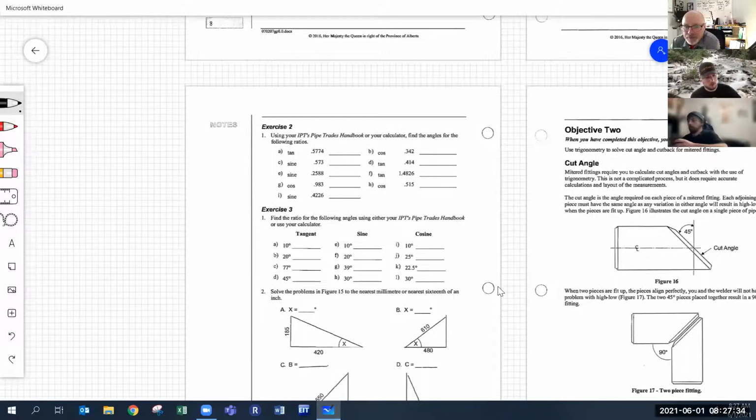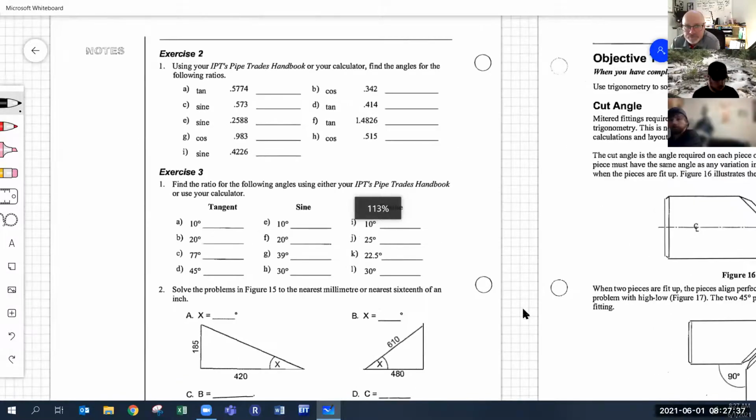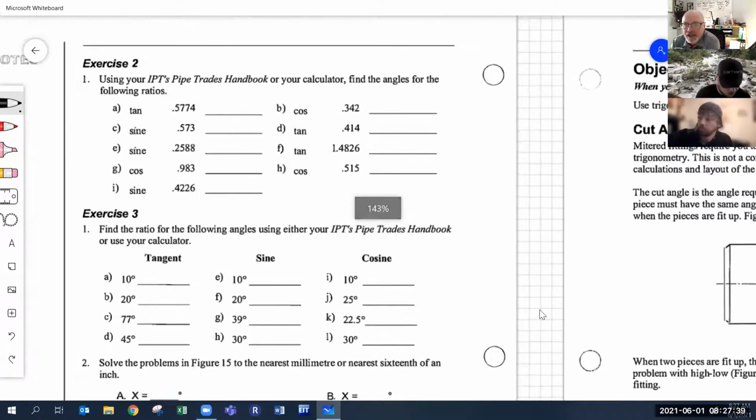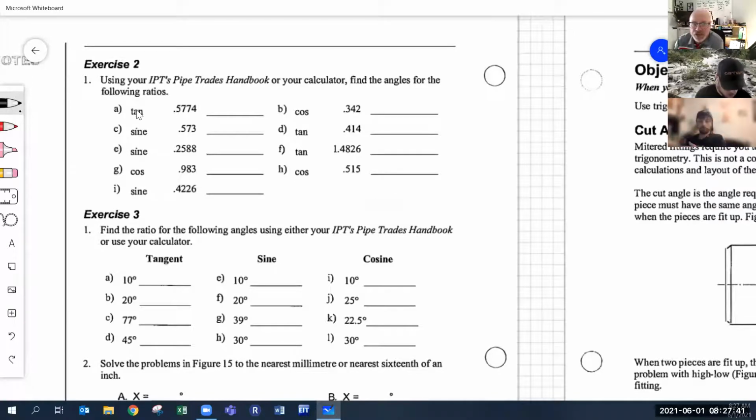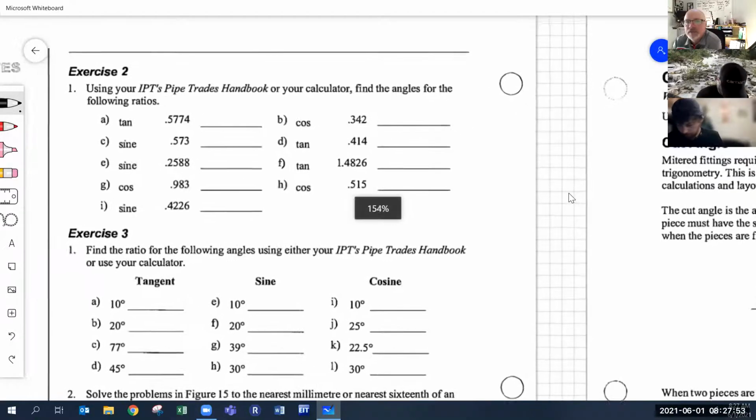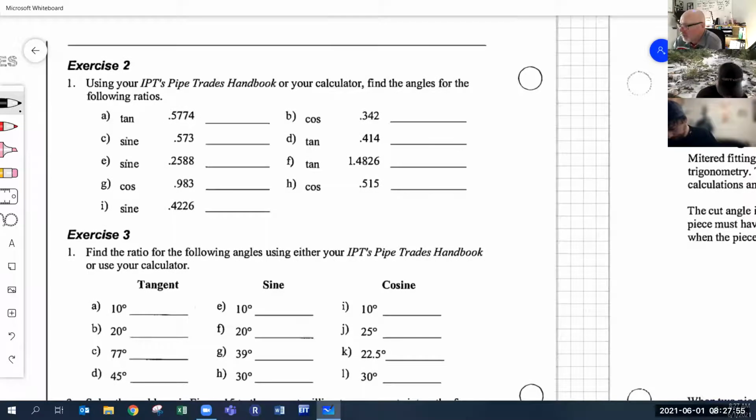Out of your IPT book, I want you to find the numbers associated with these angles. These are ratios of angles. So use your IPT book and fill in what the angle would be in your book.